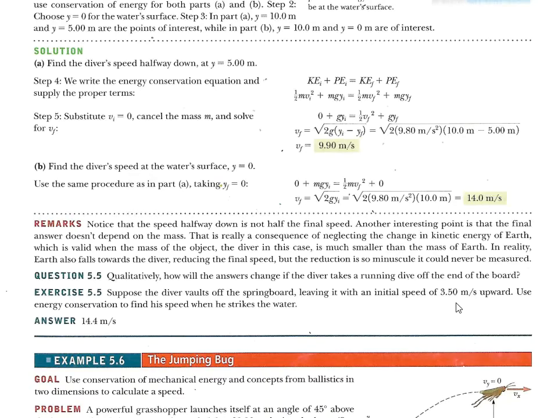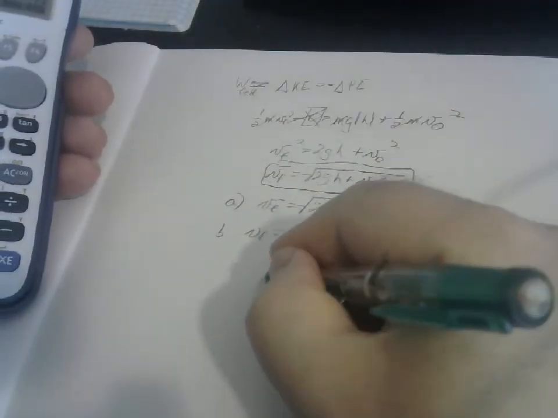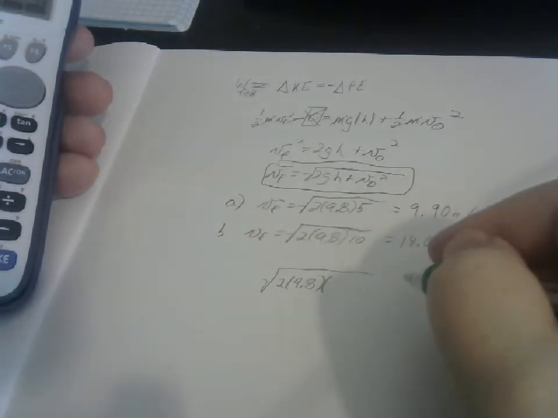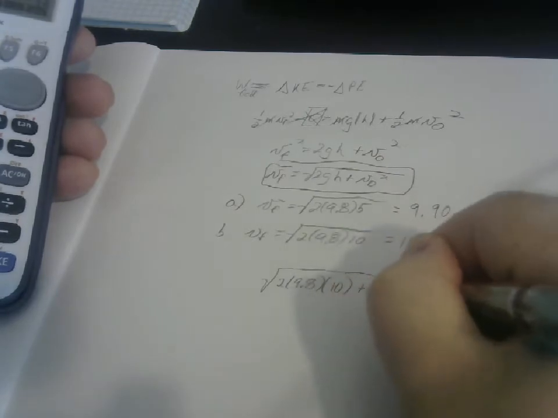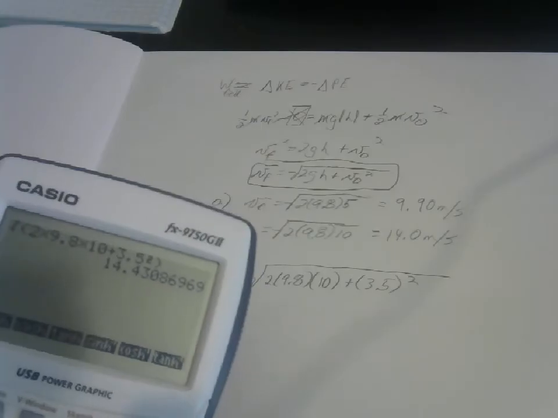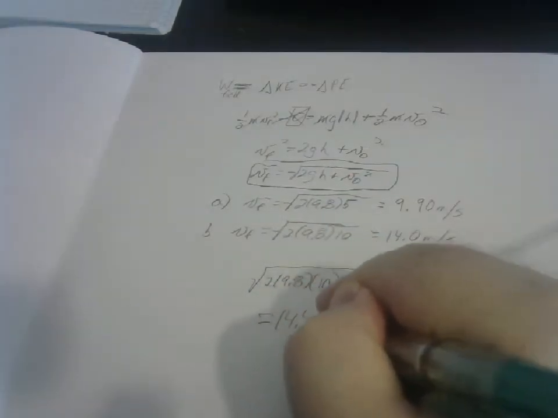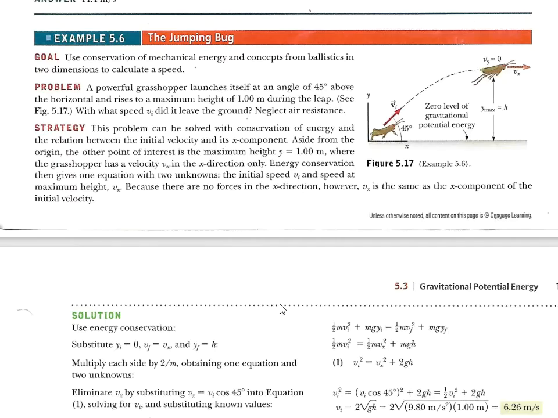So we can work it out. 3.5 meters per second, they tell us. So when he strikes the water, we'll use this equation here and get square root of 2 times 9.8 times our height, which is 10, plus 3.5 squared. We'll see if we get the right answer. Yes, I got 14.43, which rounds to 14.4 meters per second. Cool, we got the right answer. Let's see if 5.6 is just as easy.